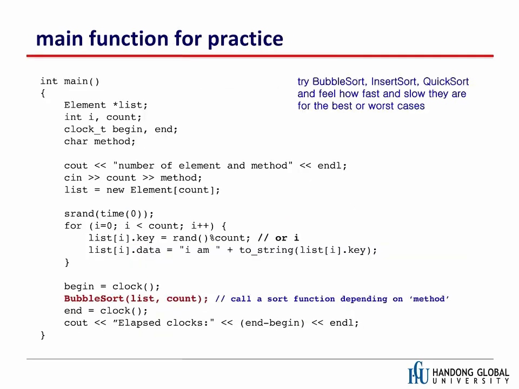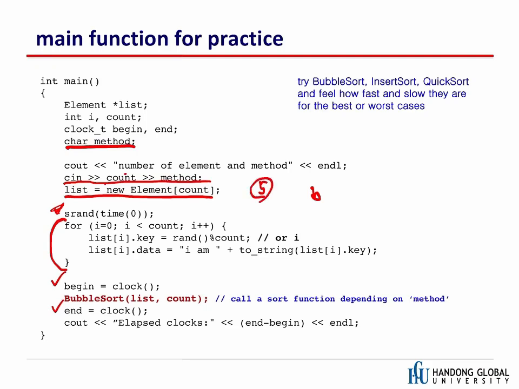Okay, so here is a main function for practice. In this main function, you can get the number of elements and the method. Let's say I want 5 elements, and the method is bubble sort, so 5 and b. The method is a character, and then we allocate the memory space for 5 elements. Time starts from here and it ends here, so we can check how long it takes to sort. Then with this for loop we get some numbers.